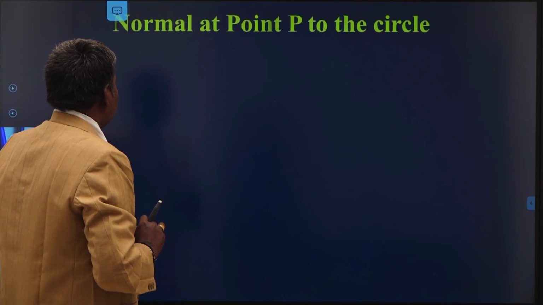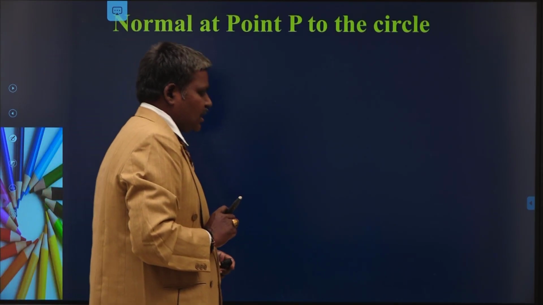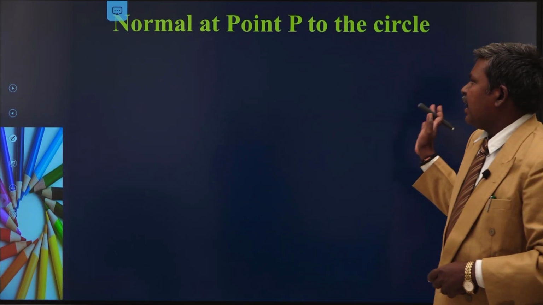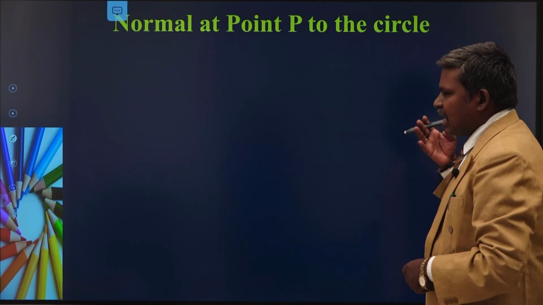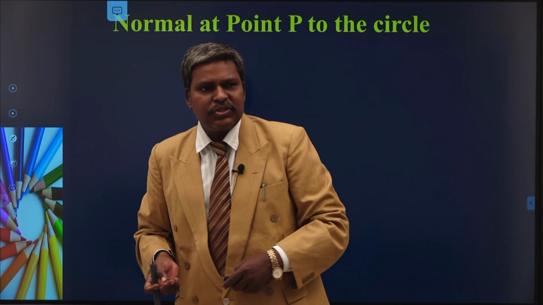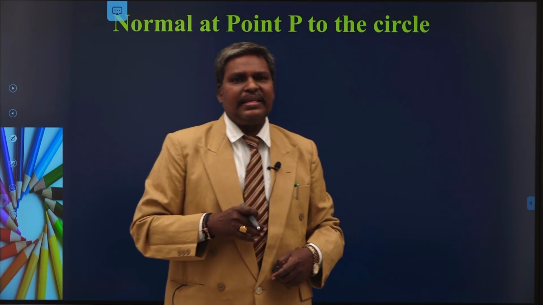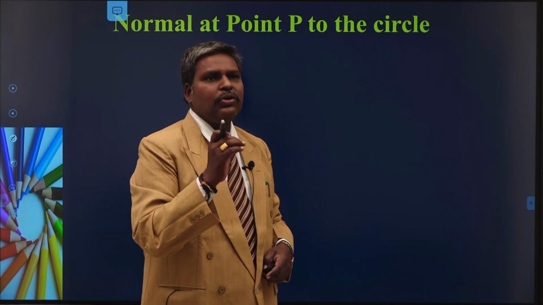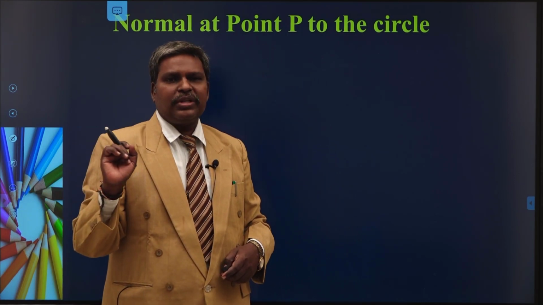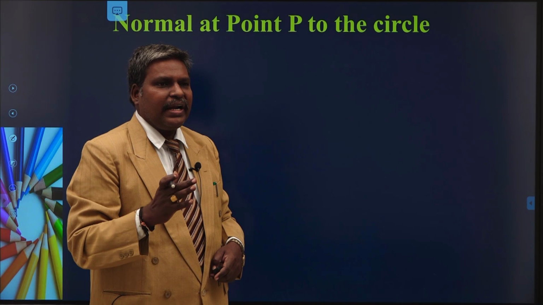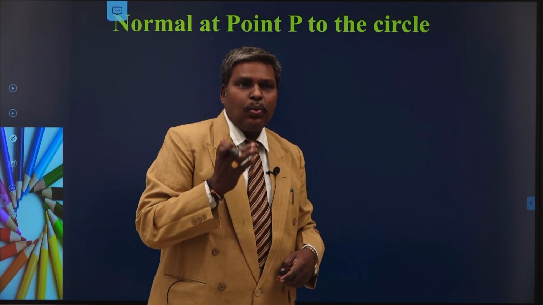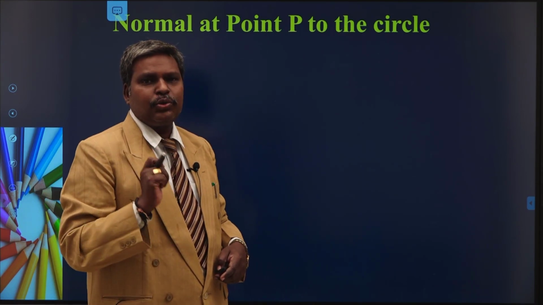Now the next concept: normal at a point to the circle. How to define the normal at a point? Already we discussed the tangent at a point to the circle. Normal at any point to the circle or any curve is the line which is drawn perpendicular to the tangent at that point. So if you want to draw the normal at any point to the curve, you first draw the tangent at that point to the curve, and then you write the line which is perpendicular to that tangent and passing through the same point. We get the normal at that point to the curve.